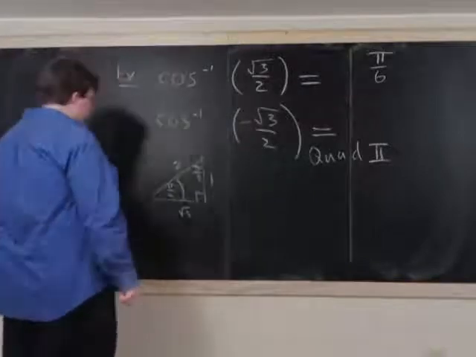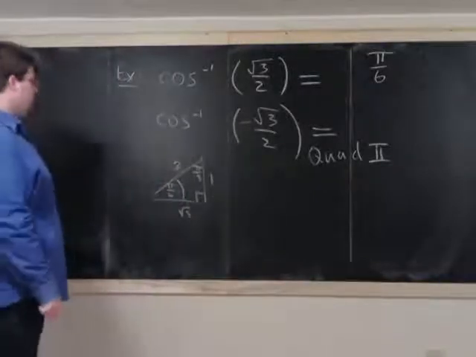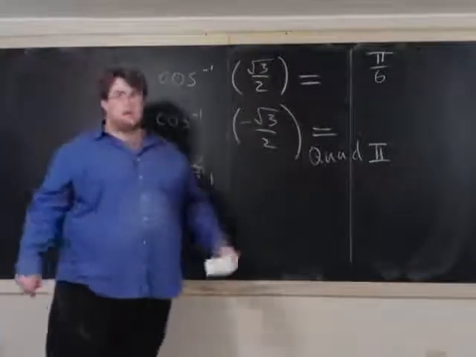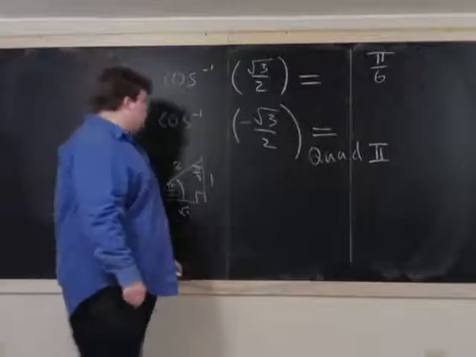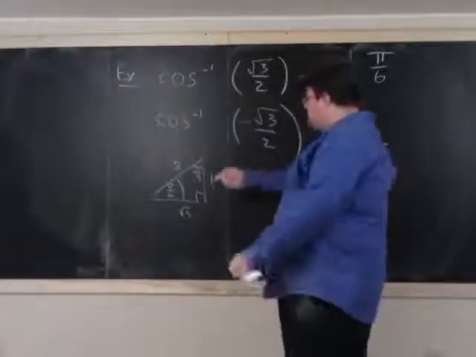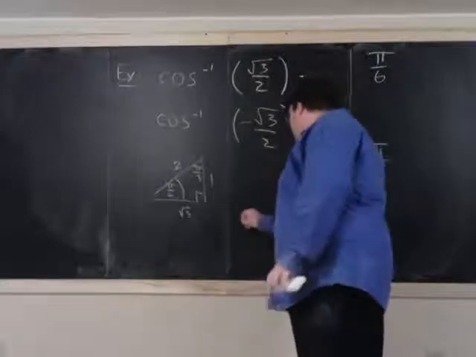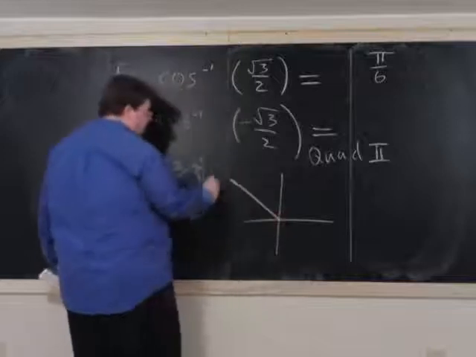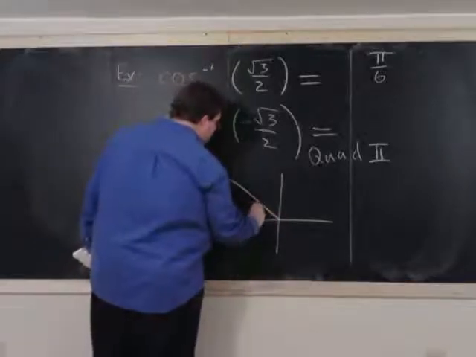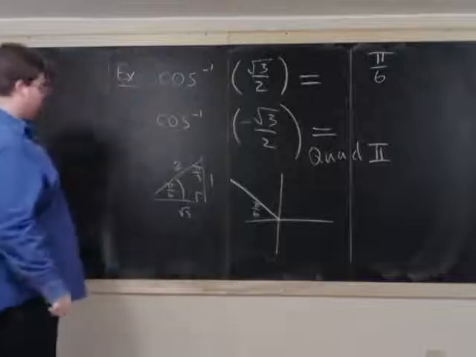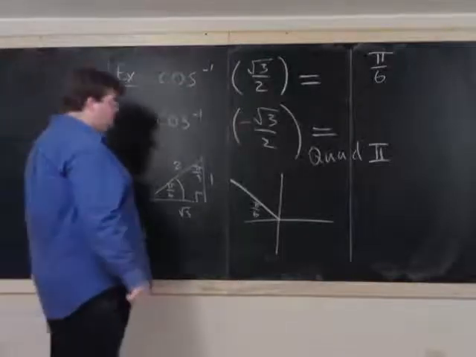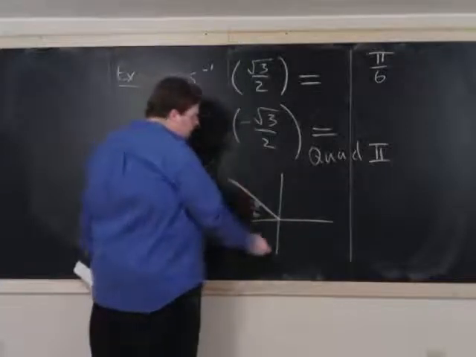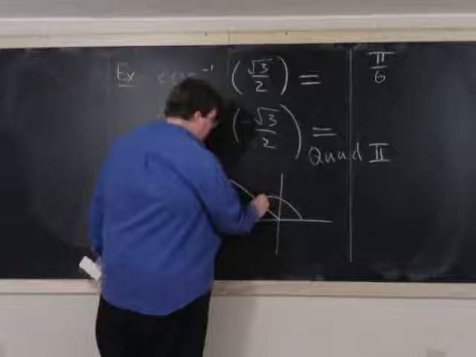Adjacent for pi over 6 is root 3. Hypotenuse is 2. So we get pi over 6. But how do we get that in quadrant 2? Well, how could we get that in quadrant 2? Why does this triangle argument work? The triangle argument works when that's pi over 6. Well, this right here is pi over 6. That's not how we measure angles. We measure angles like that.